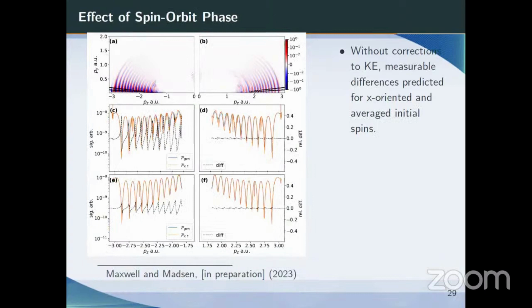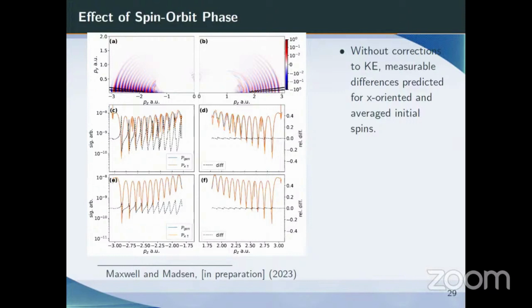So on this left column, we have not included the kinetic energy corrections. On the right column, we have included the kinetic energy corrections. And if we don't, and then we're plotting this parameter where we align spins in the x direction minus the unaligned spins.